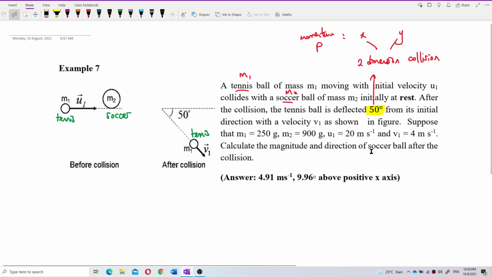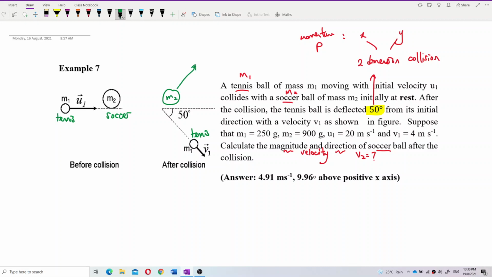Now we want to find what happened to the soccer ball. What is the magnitude and direction of the soccer ball's velocity after the collision? So this is about v2, we need to find v2. We can assume this is mass 2, the soccer ball, deflected around this way. We need to find this velocity and also the direction theta.